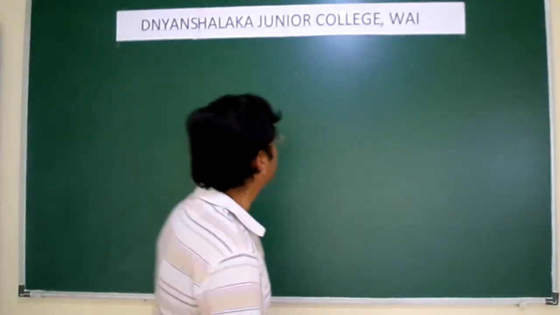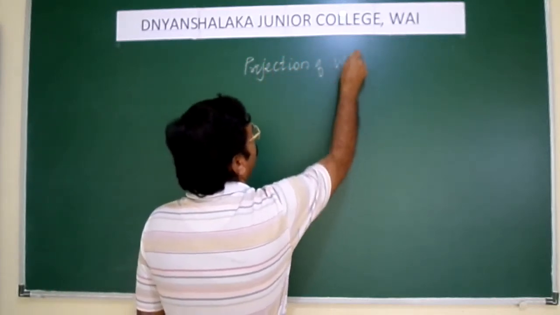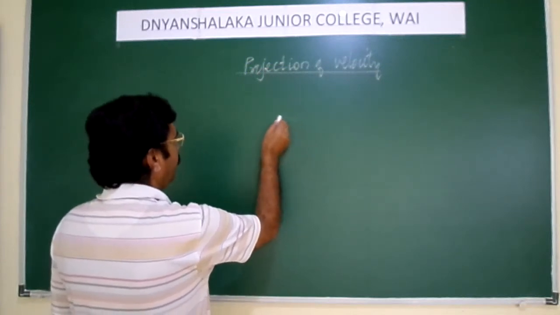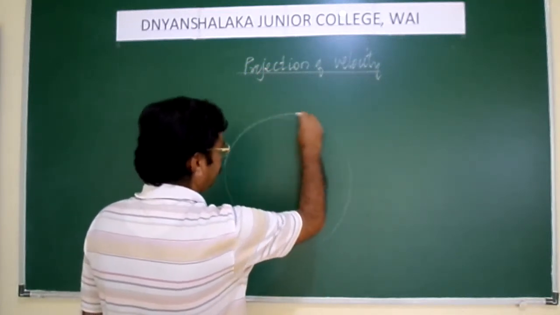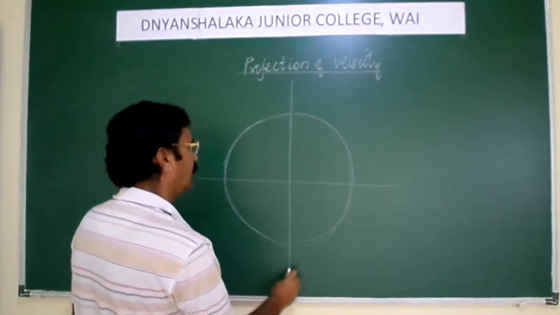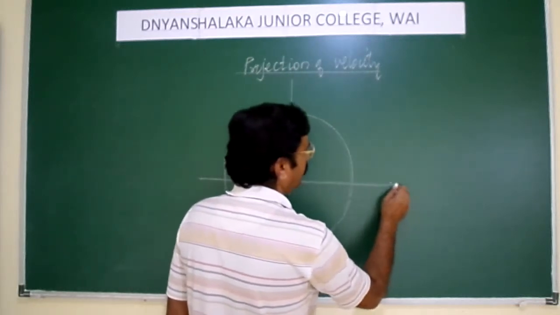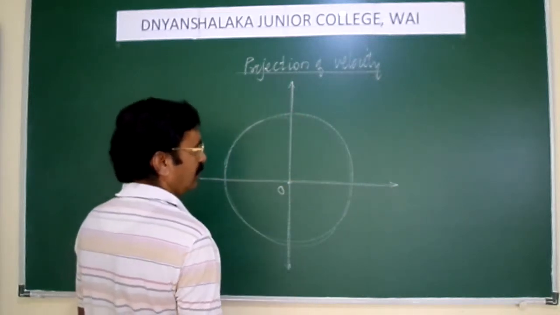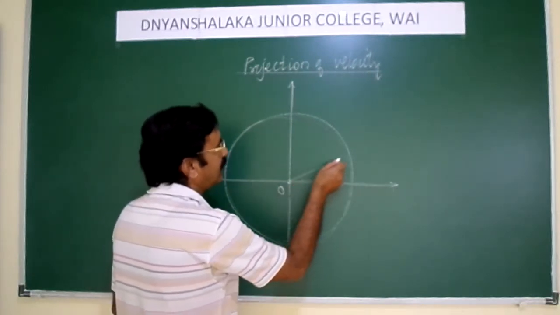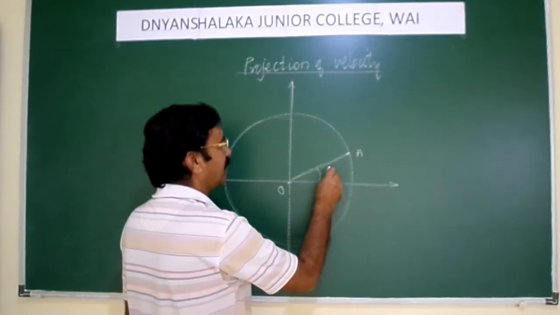We'll consider the projection of velocity. As we consider a circle as a reference circle with center at origin O, initially the particle will be present at position A, so the initial phase over here will be considered as phi.